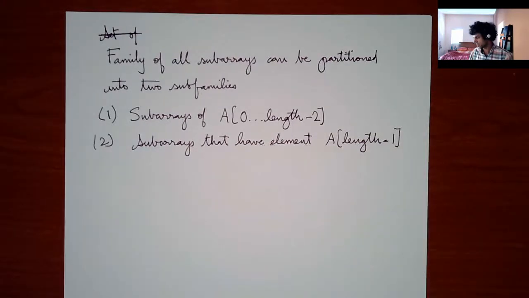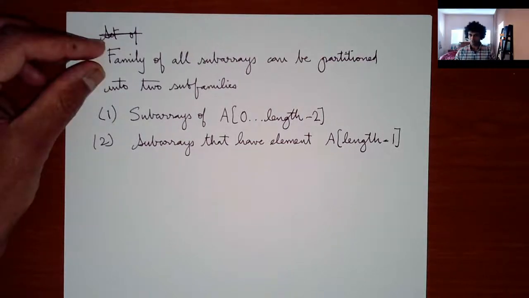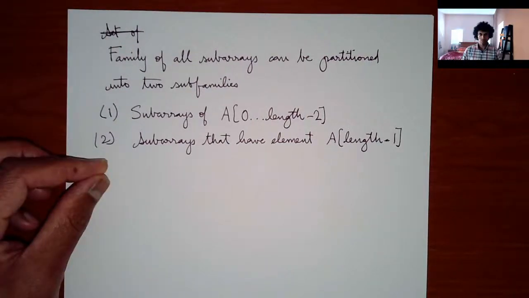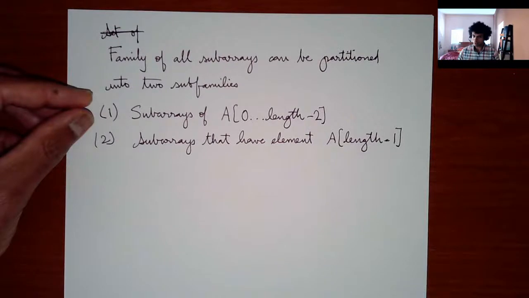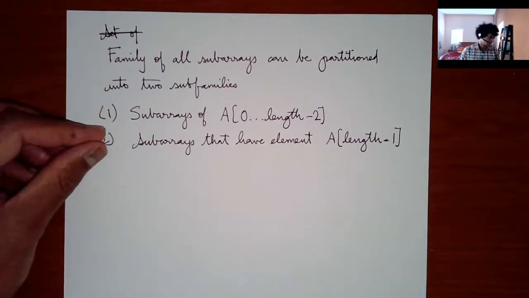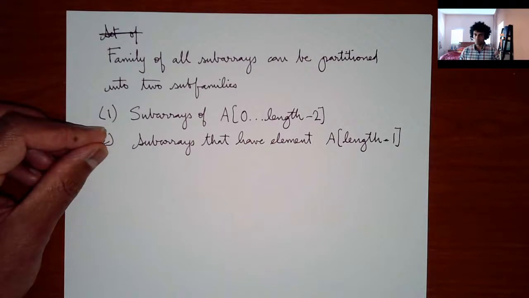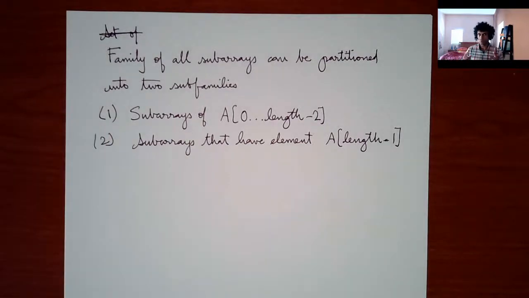Does that make sense? So you can partition the family into two subfamilies. And you make a recursive call to print these subarrays and to print these subarrays. So there are fundamentally two recursive calls, each of which make two recursive calls, and so on and so forth. And this will actually also give you the 2 to the n.